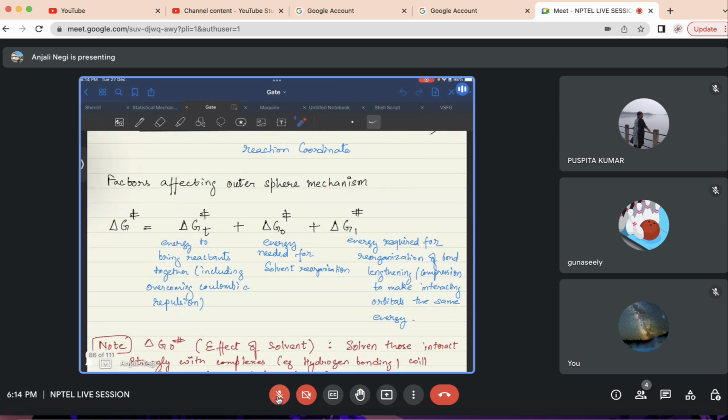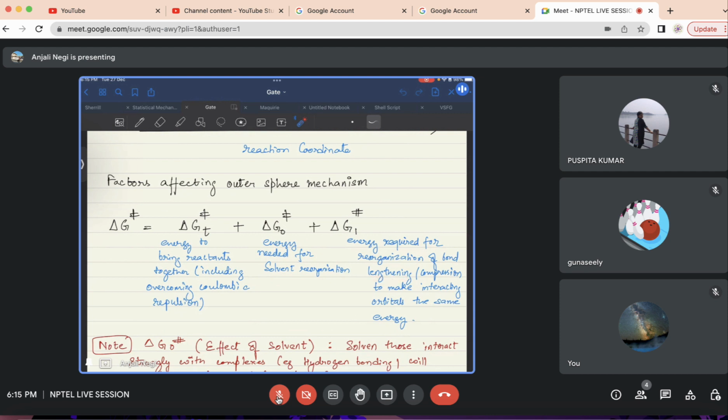This solvent reorganization is important in the case where my solvent is also forming some kind of hydrogen bonding with the complex, or the precursor complex that is formed. If my solvent is reorienting such that it is giving stability to my precursor complex, for example by forming some kind of hydrogen bond, then it is very important because that supports the formation of the precursor complex. So there is the energy needed for the solvent reorganization and the energy required for reorganization of bond lengthening.